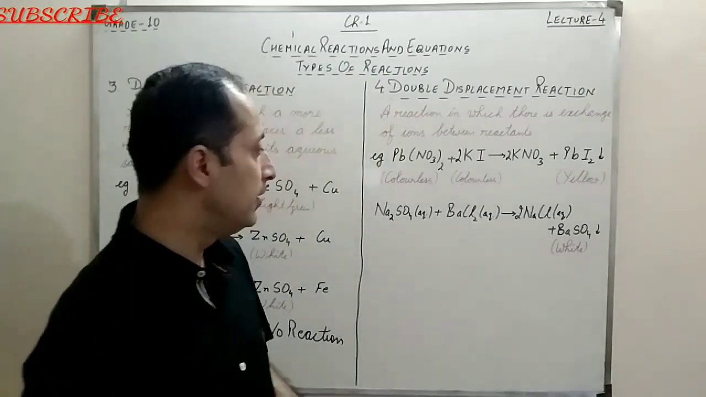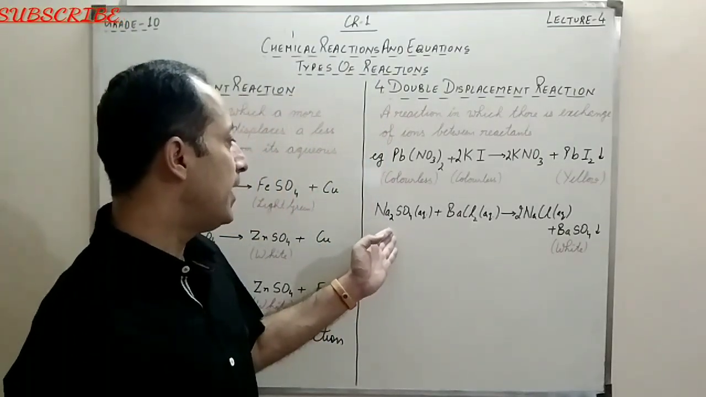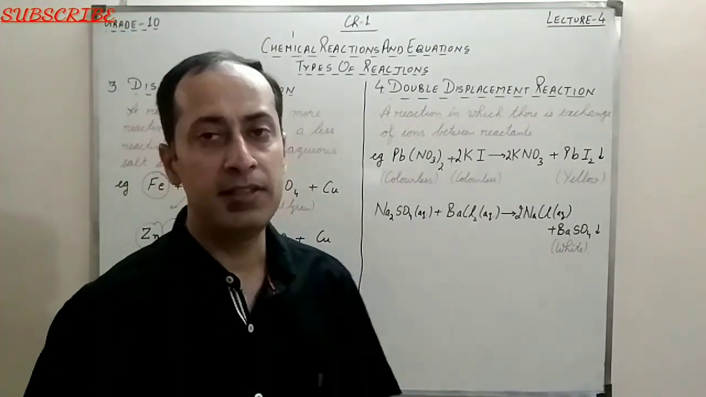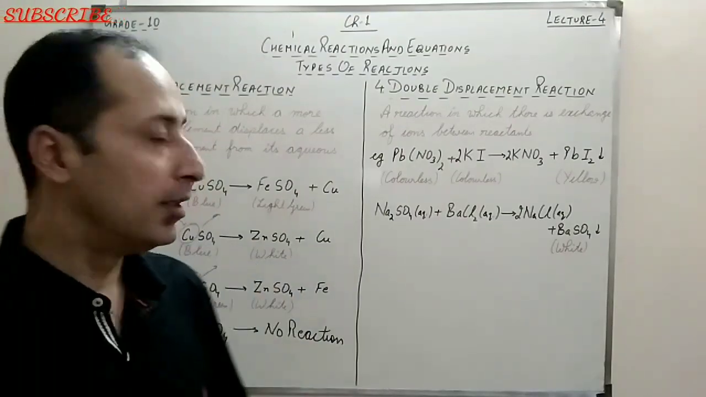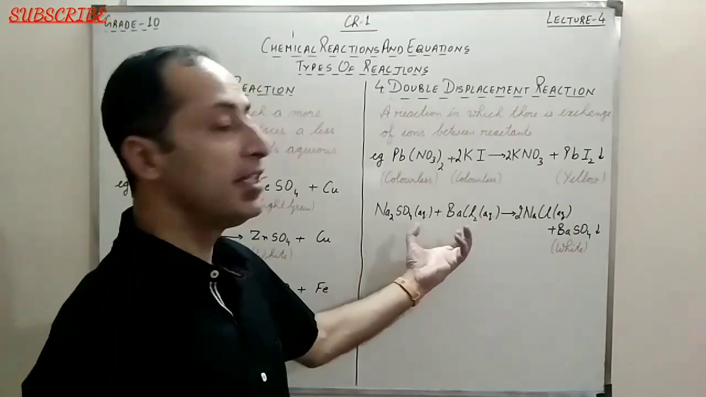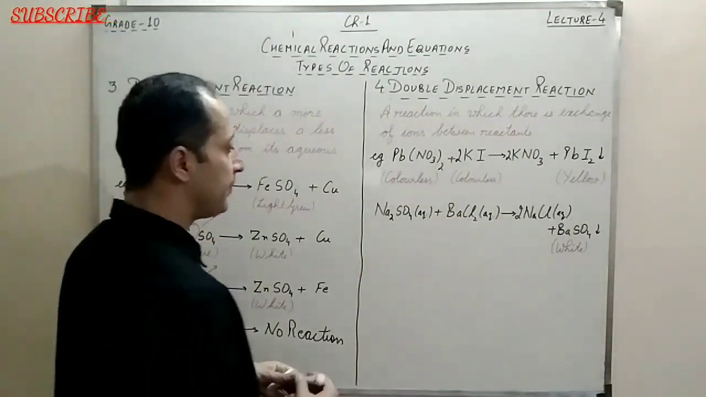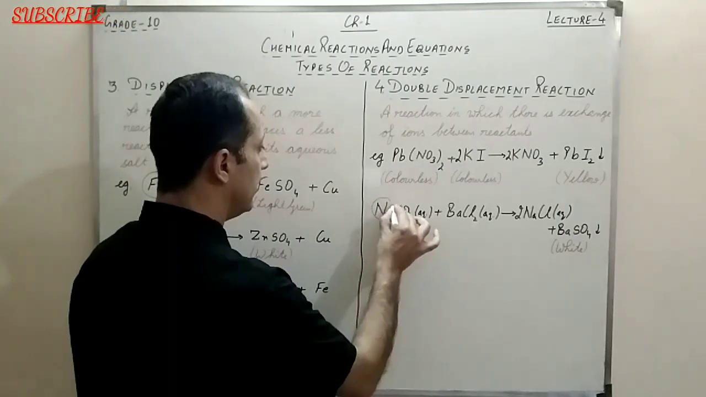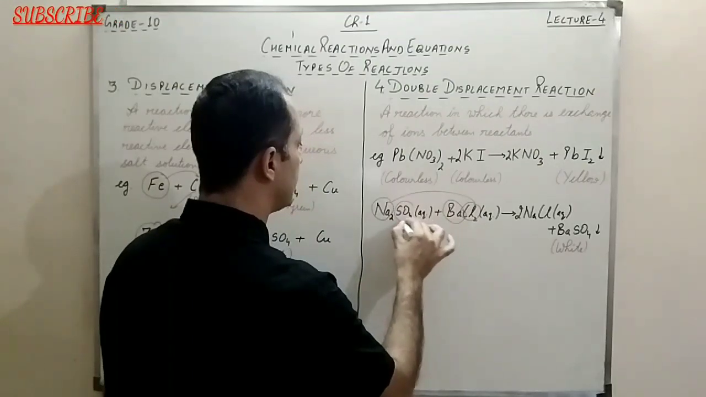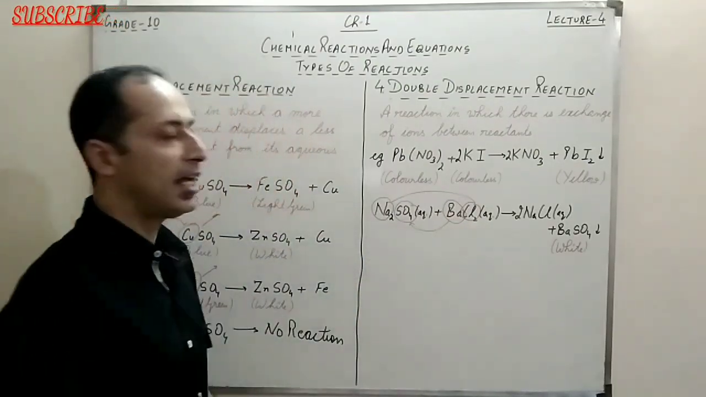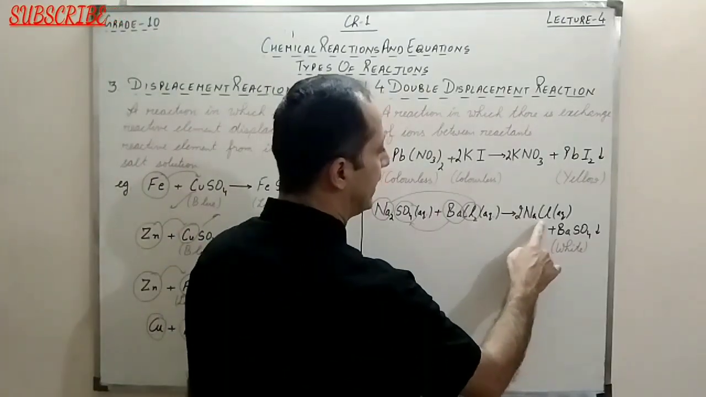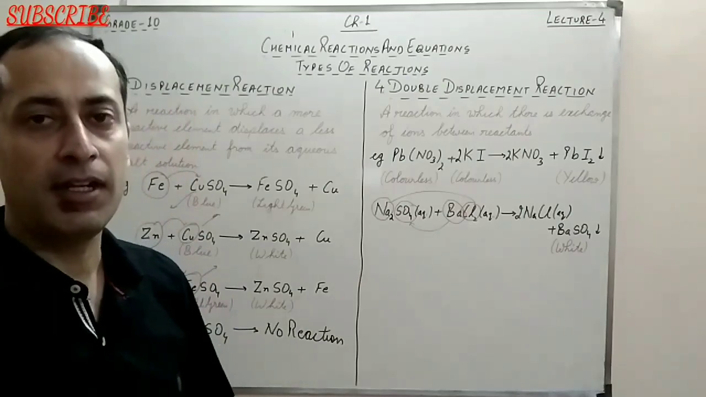Then we can take one more example, a solution of sodium sulfate and barium chloride. The AQ in the bracket means aqueous, that is, the solution in water. When both of these are mixed, they exchange their ions. How? The Na comes with Cl and the Ba comes with SO4. So this is how they exchange their ions. What is formed? NaCl and barium sulfate.